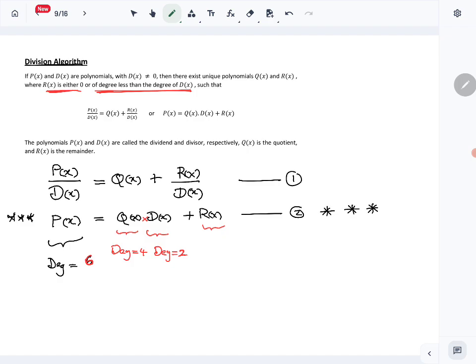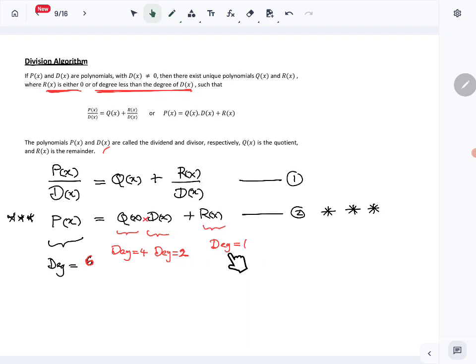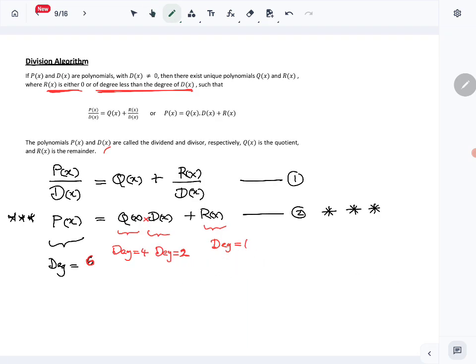It's either going to be 0 or what? 1 degree less than the divisor. 1 degree less than the divisor. So it's a degree 1. So the general form of this remainder is going to be what? Ax plus b, because it's a degree 1 polynomial, right?